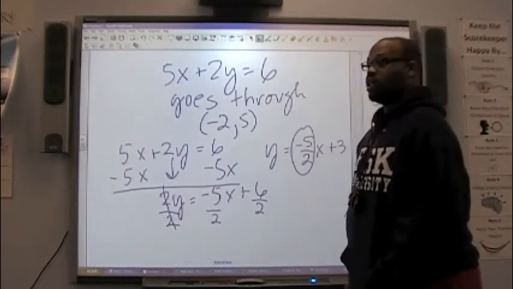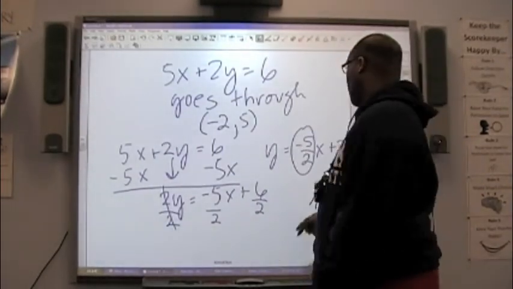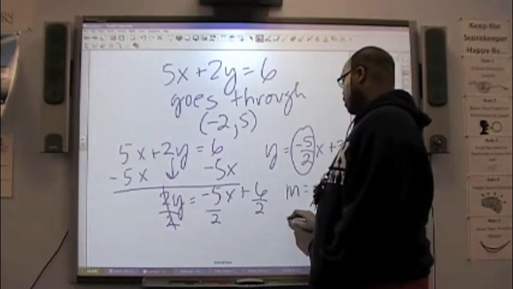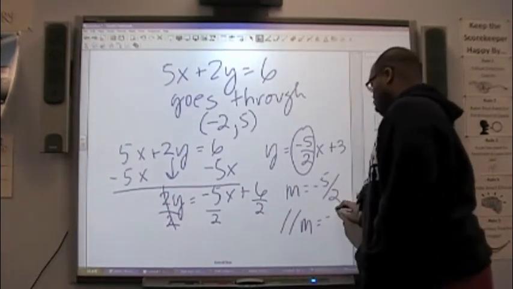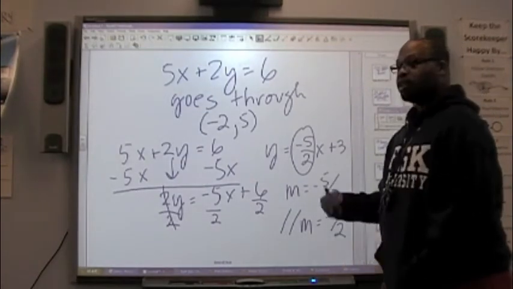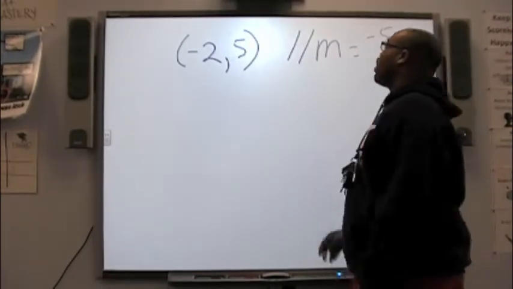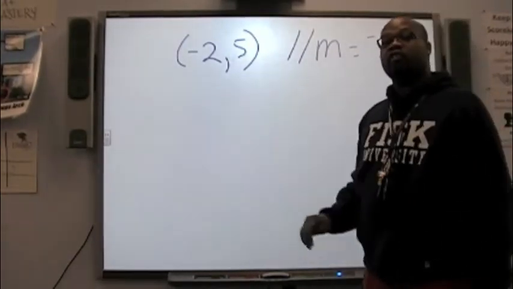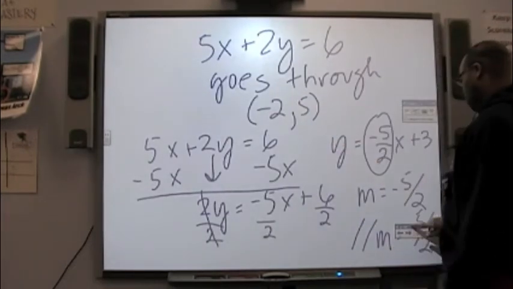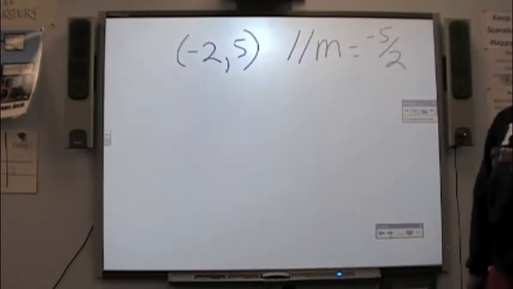This is what we needed, because now we know that our parallel line will have a slope of negative 5/2. Let's take this information and move it to another page. The point they wanted us to use was negative 2, 5. Our parallel slope was negative 5/2. Let's take a look at that and see if it's true. Negative 2, 5, parallel, negative 5/2. Cool. Let's go on to the next step.